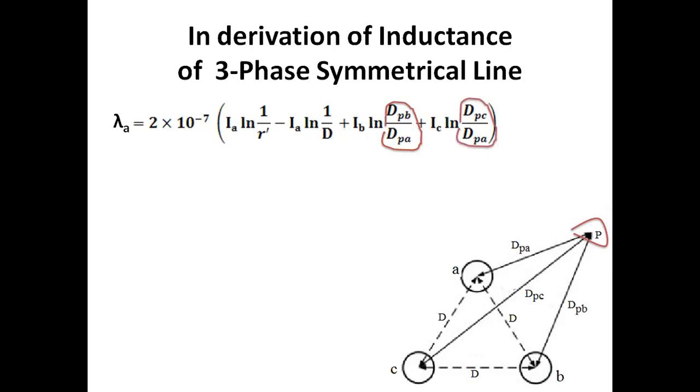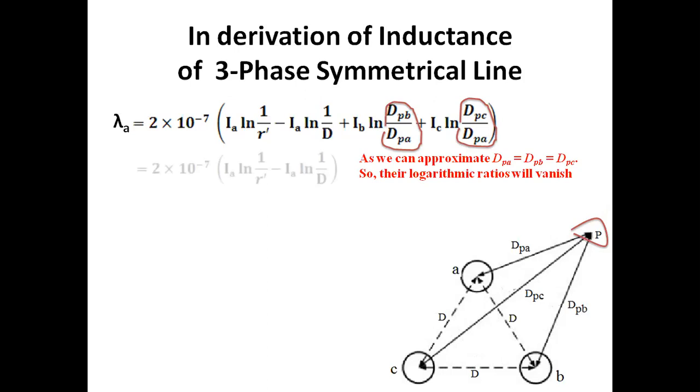As P is situated at infinite distance, to approximate it, we can consider dPA equals dPB equals dPC. These all tend to infinity. So what will be the ratio? The ratio must be 1, and as you know, log 1 equals 0. So the logarithmic ratios dPB by dPA and dPC by dPA must be equal to 0, because log 1 equals 0.